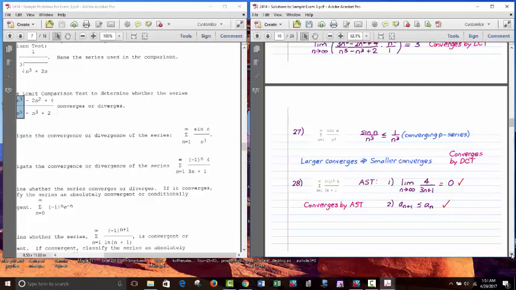So direct comparison test, that's about the only thing here. You really couldn't integrate this one, because you can integrate n cubed times sine of n, but not n to the negative 3. That will not work.